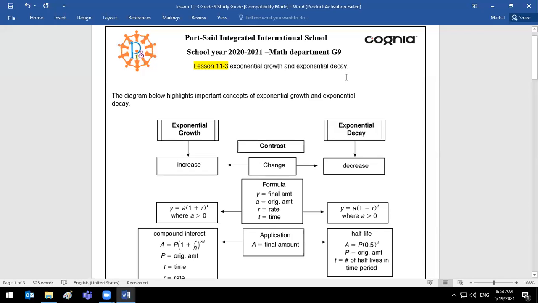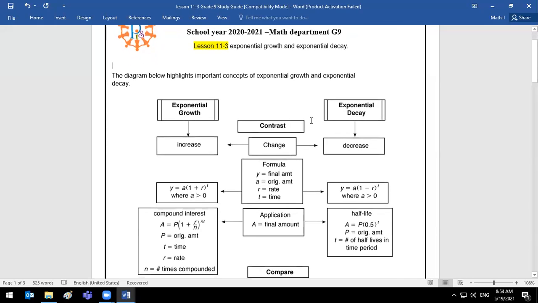Hello, grade 9. Today, inshallah, we are going to talk about lesson 11.3, which is exponential growth and exponential decay. We talked before about the exponential function, and today we are going to study two branches of the exponential function: one of them is growth and the second one is decay. The diagram below highlights important concepts of exponential growth and exponential decay.